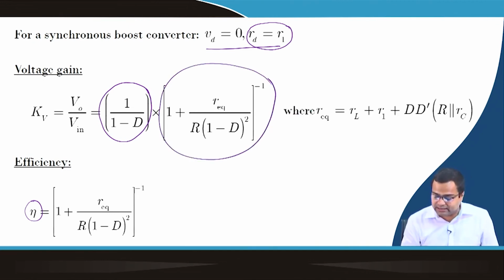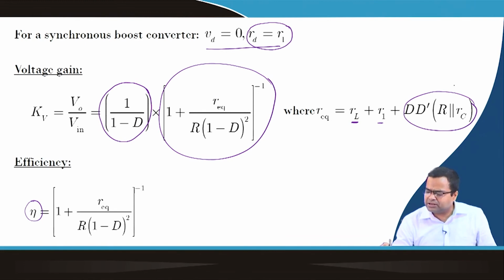This is my ideal voltage gain of an ideal boost converter, but this is the correction factor. And what is R equivalent here? R equivalent is not only RL and R1, there is also an ESR term, but this is very small. So, it can be approximated as RL plus R1, where this is my on state resistance.